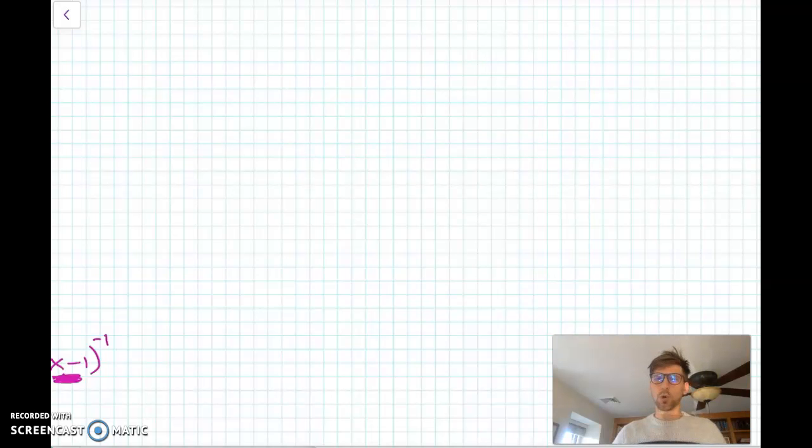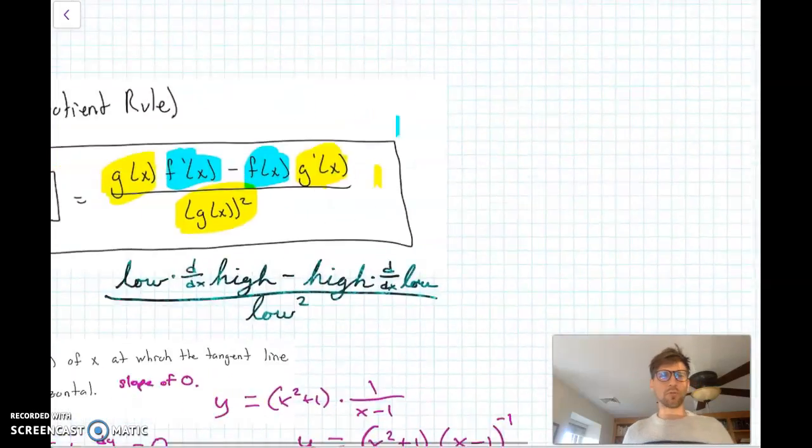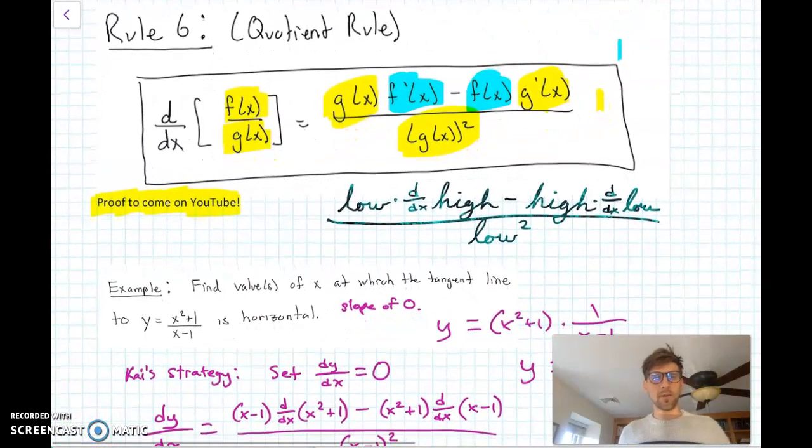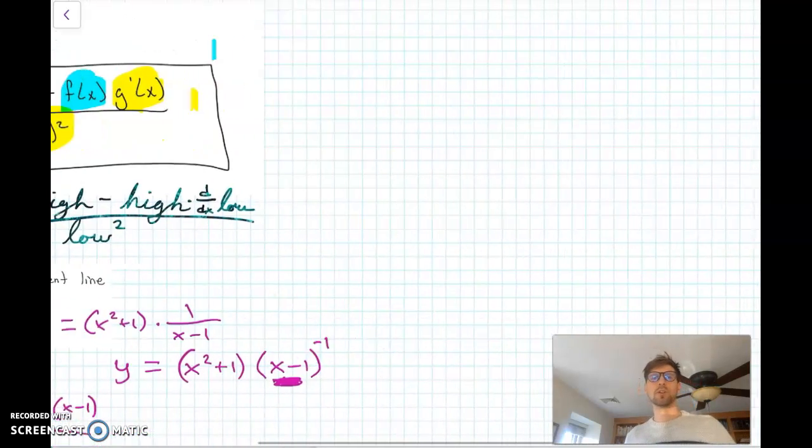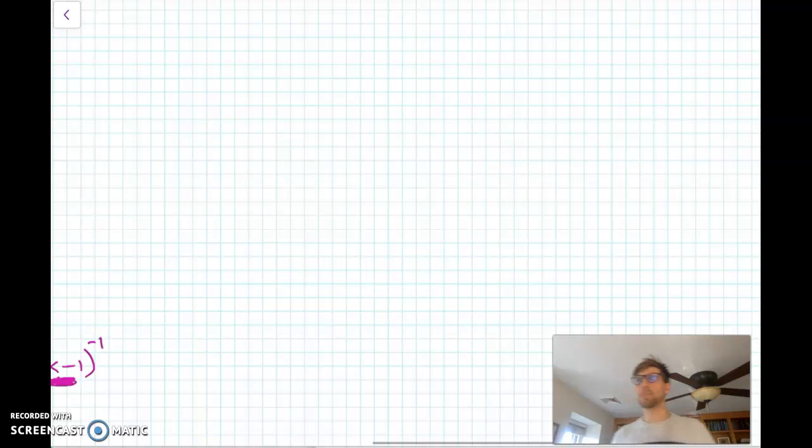So we're going to look at the quotient rule. So we got the quotient rule here. As we talked about, we have the low D high minus high D low over low squared. Proof to come on YouTube. So here it comes right now, coming in hot.